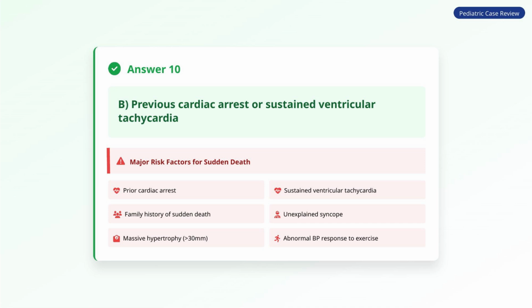Major risk factors include prior cardiac events, family history of sudden death, unexplained syncope, massive hypertrophy over 30 millimeters, non-sustained ventricular tachycardia on Holter, and abnormal blood pressure response to exercise.